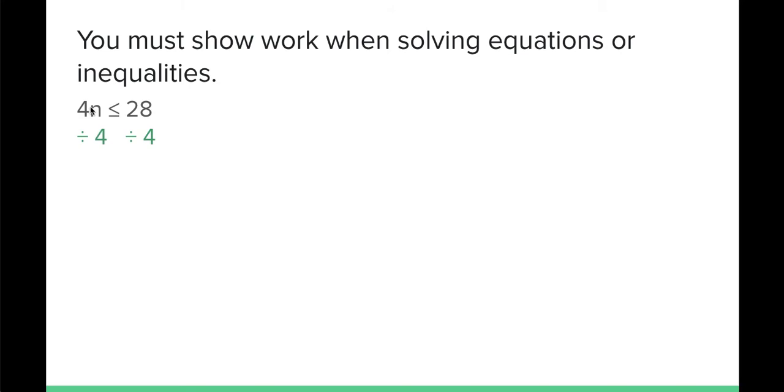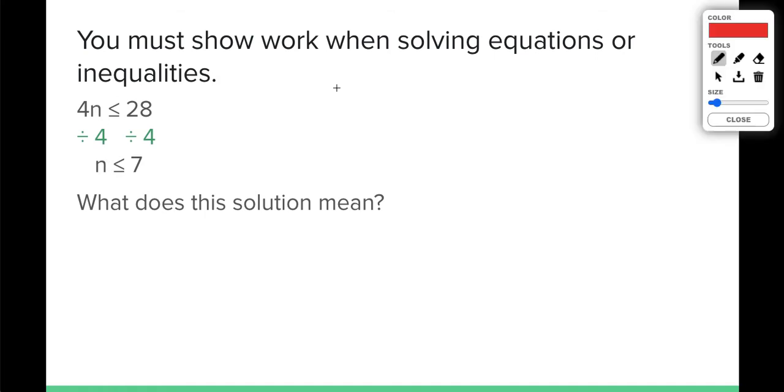4 divided by 4, that cancels out. We get 1n, which is the same thing as n. 28 divided by 4 gives us 7. N is less than or equal to 7. What does that solution mean? That means any value that's less than or equal to 7 could work in replacement of n.